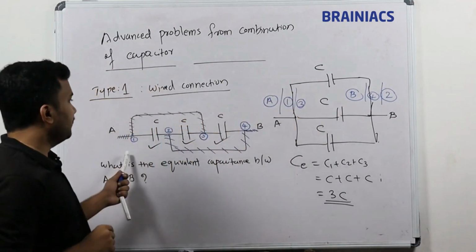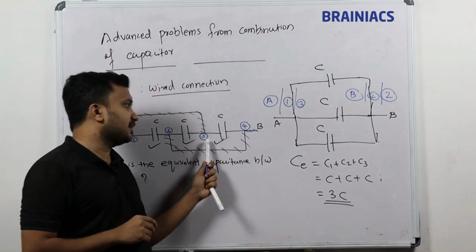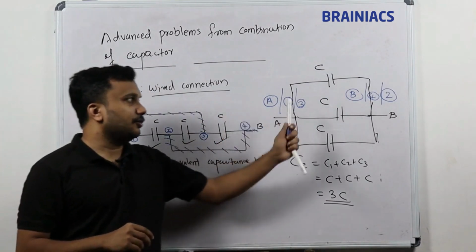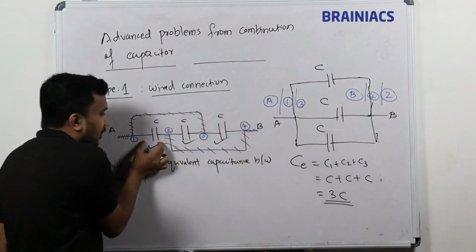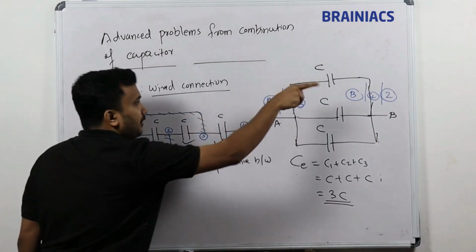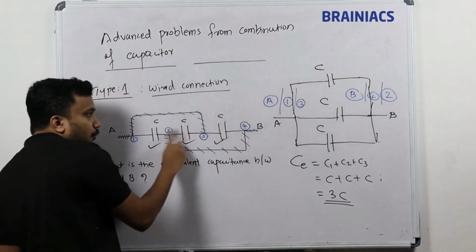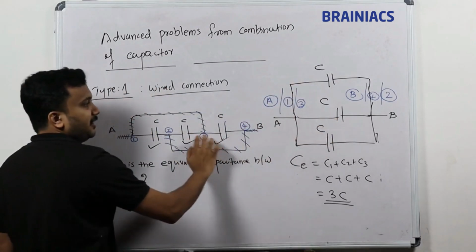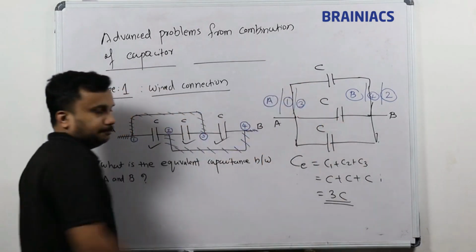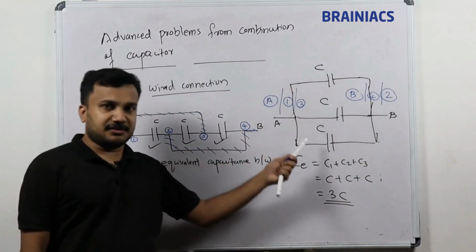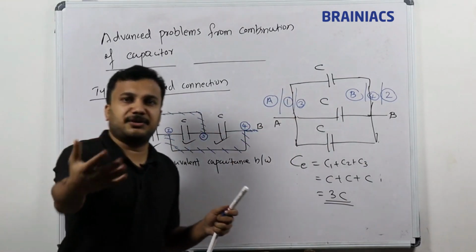You will see what is connected with 1, what is connected with 2, what is connected with 3, what is connected with 4. You will mark it and then you will see one capacitor. This is between 1 and 2. You connect between 1 and 2. You will see between 2 and 3. You connect between 2 and 3. Then 3 and 4. So connect between 3 and 4. That's all. Once you do like this, this is like a transformation.